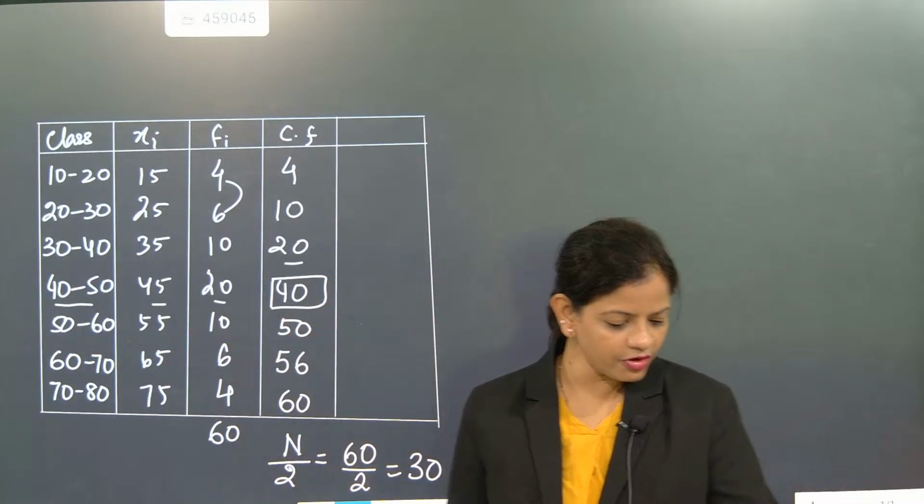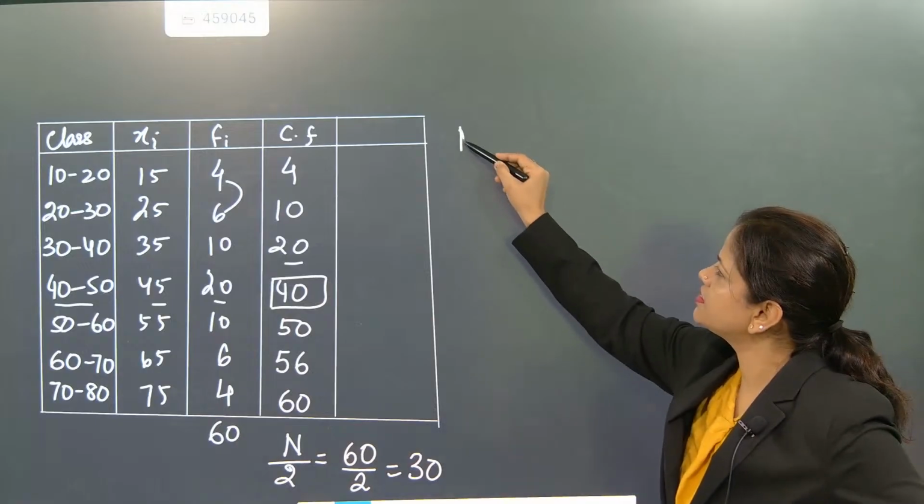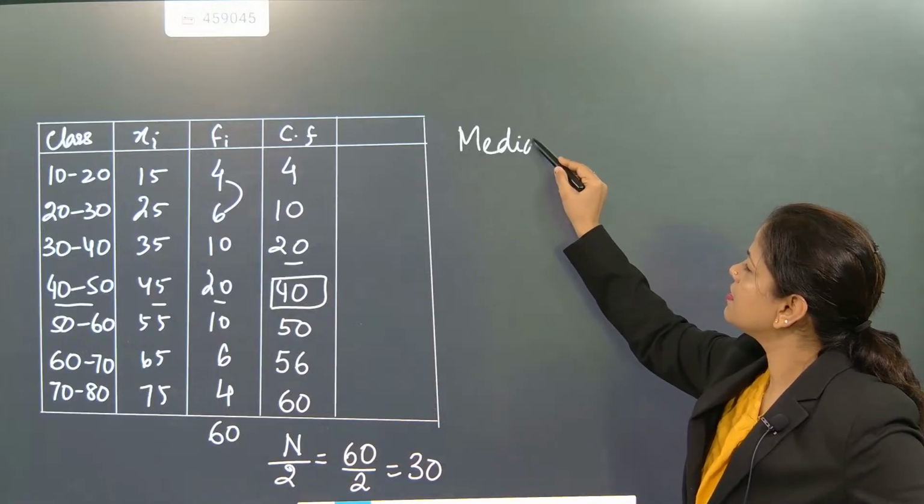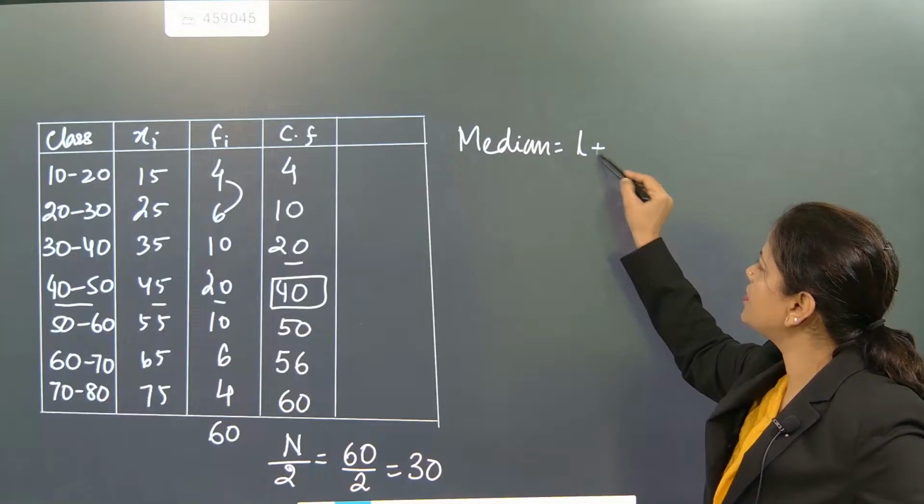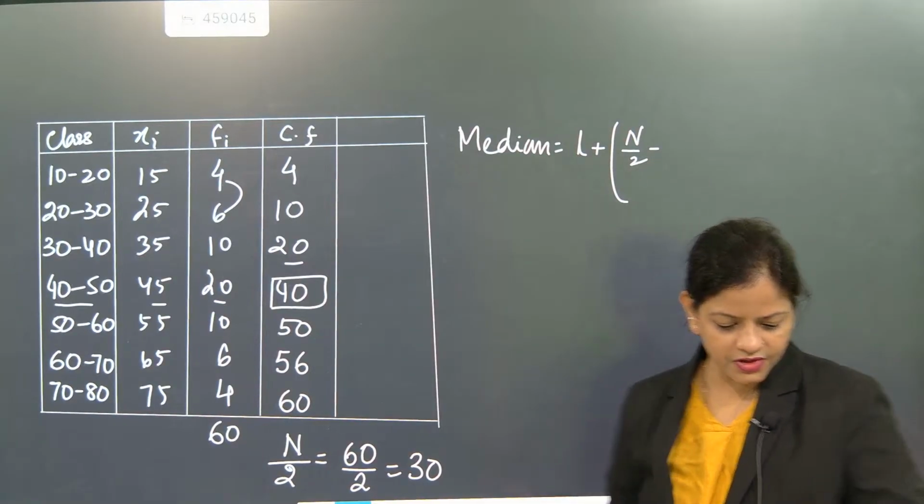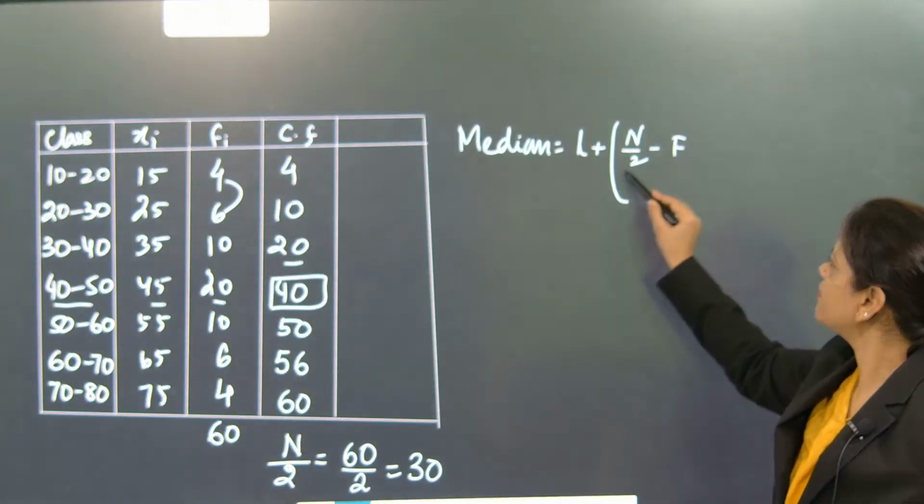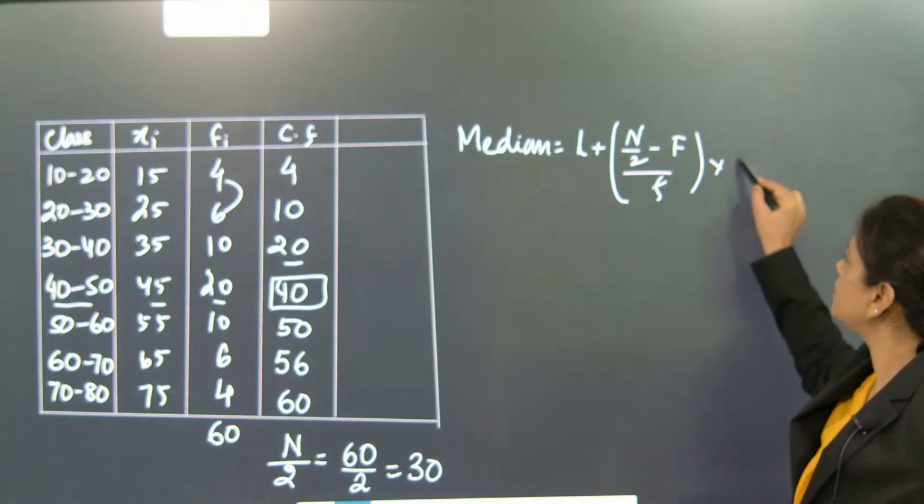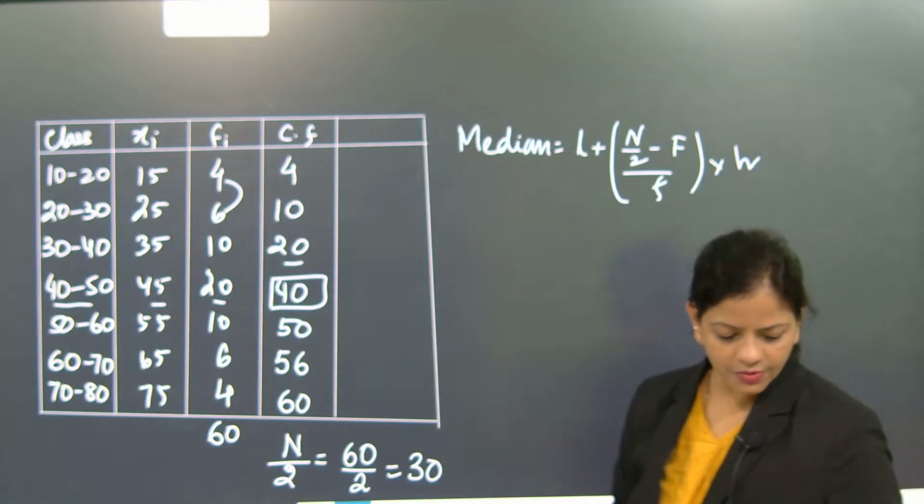So what is our formula? Our formula is: median is equal to L plus (N by 2 minus cumulative frequency, F) by f, into H. So this is the median formula, beta.